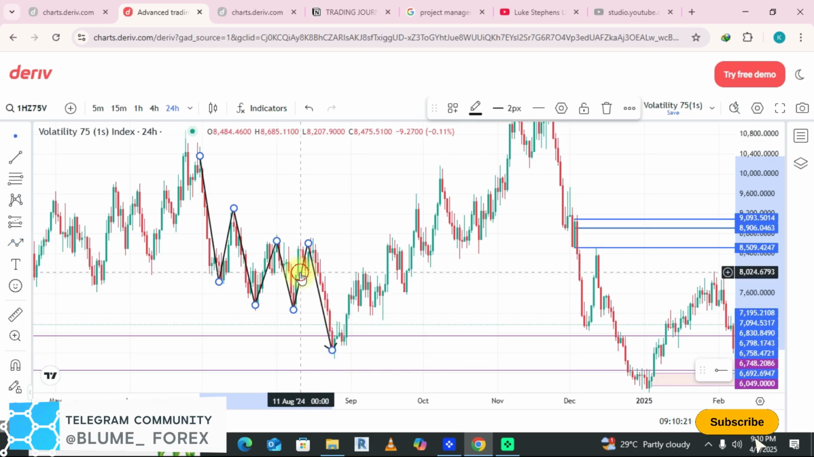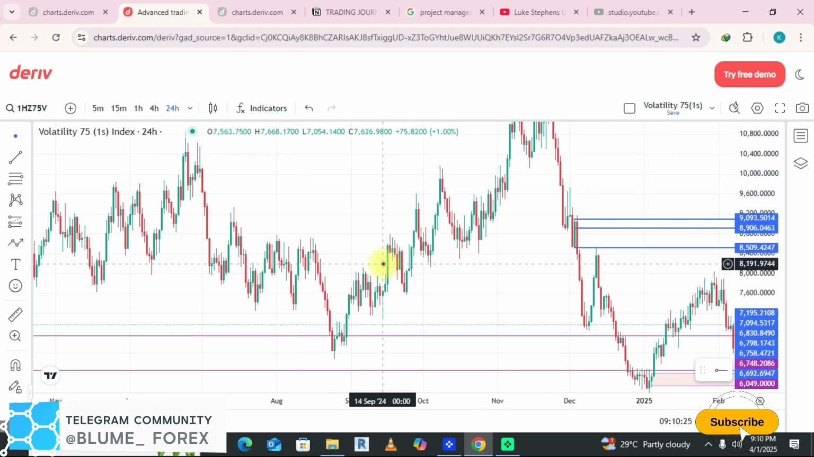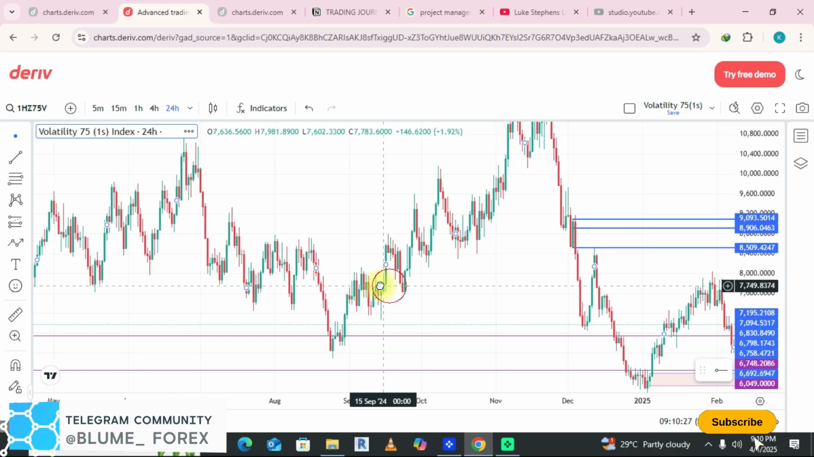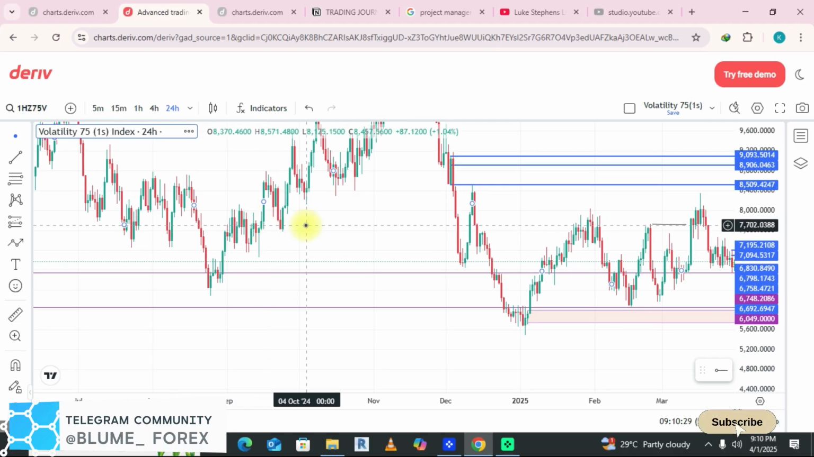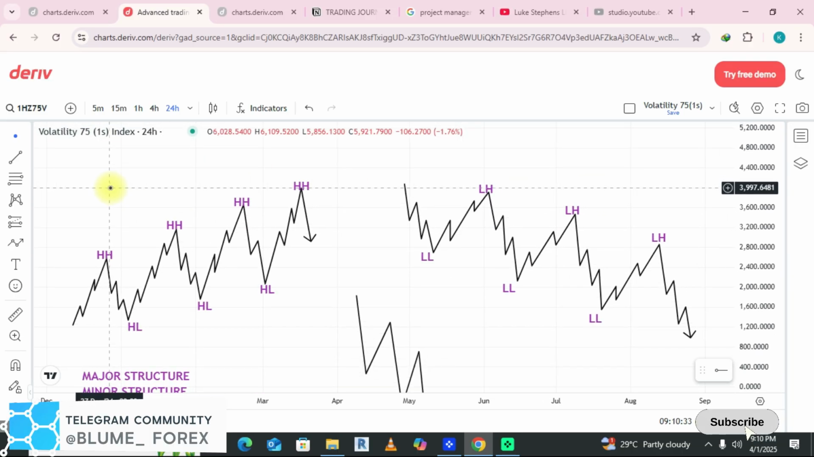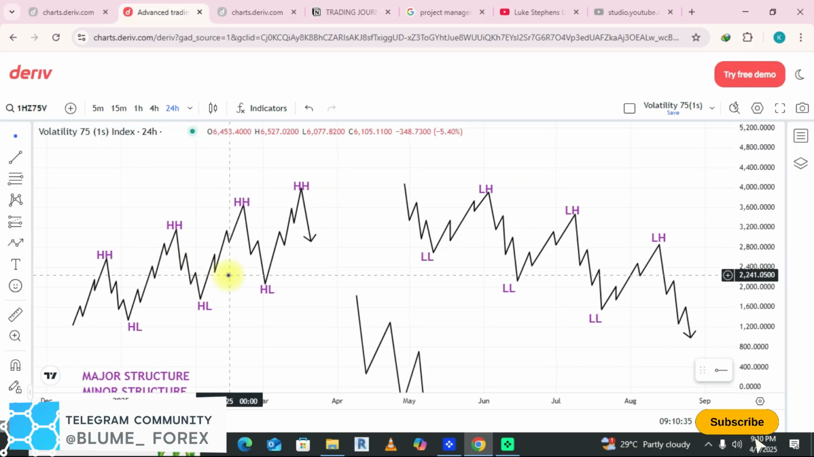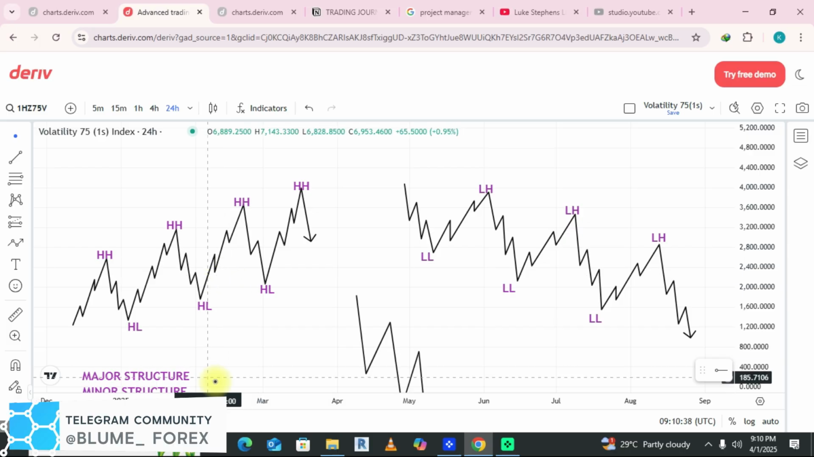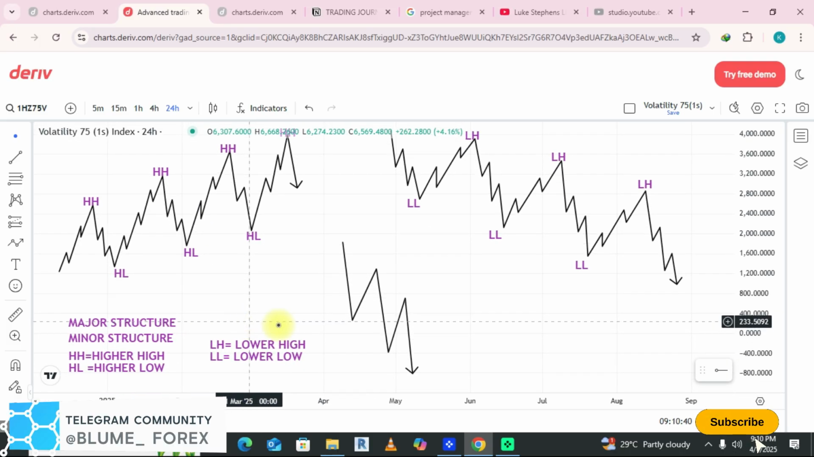So just like the uptrend market, in a downtrend market, price has a distinctive characteristic of forming what? Lower highs and lower lows. So once you see price forming lower highs and lower lows, then you know that what? You are in a downtrend market. We only form lower highs and lower lows in a downtrend market.